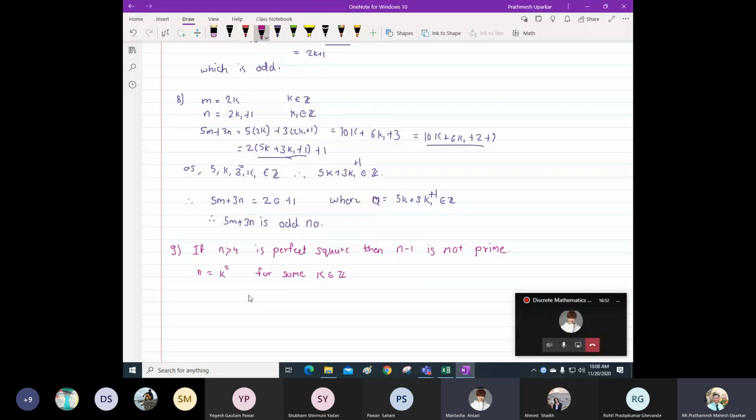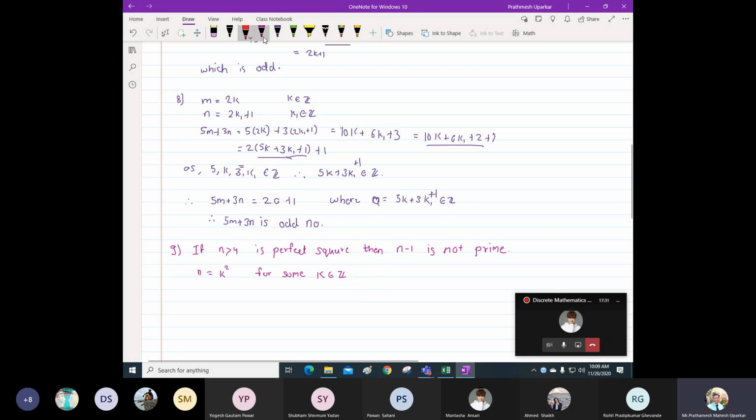Okay, so let me repeat. If n is greater than 4 is a perfect square, then n minus 1, that is the preceding number, is not prime. That we have to prove. If n is a perfect square, what does that mean? n must be equal to some integer square. That is, n is equal to k square for k belonging to the integers. I can write here, for simplicity we can write k greater than 0. If k is negative, still the result is valid.